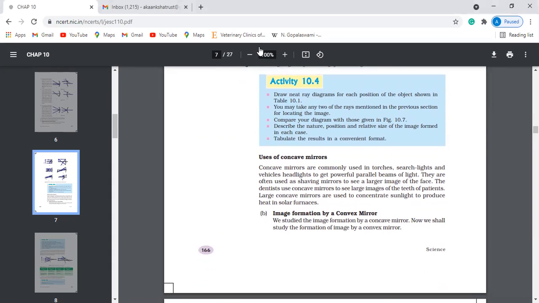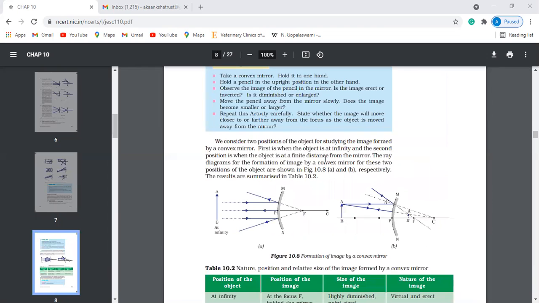Okay, use of the convex mirror and concave mirror. It's very easy. In torches, searchlights, vehicle headlights, this is a use of the concave mirror. Okay, image. Similarly, if you take a convex mirror, what happens? See, this is a case of. Just give me a minute. Okay.